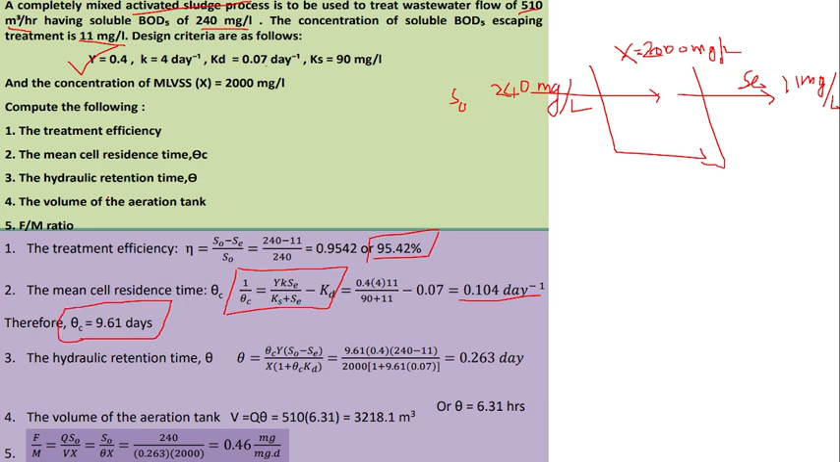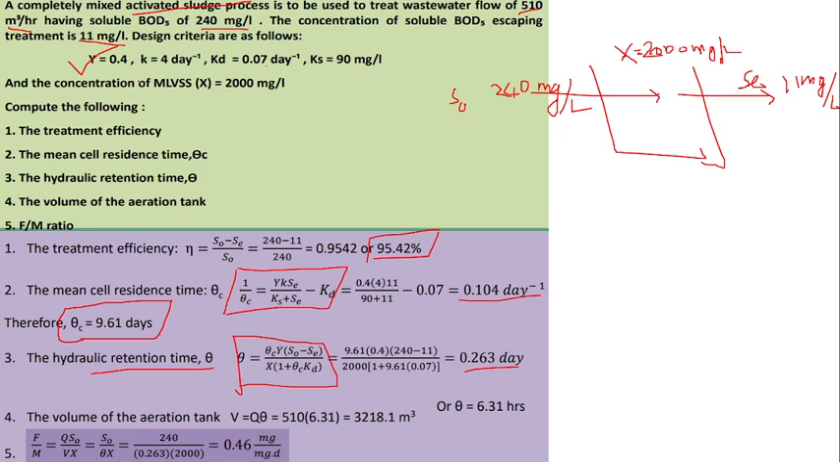The next question is to calculate the hydraulic retention time. Now we don't know the volume of the tank. The flow rate is given as 510 meter cube per hour, but the volume of the tank is not yet known, right? So the retention time should be determined in a different way. We use this formula, obtained from the mass balance of the activated sludge process, where theta is equal to theta c into y into S naught minus SE divided by X into 1 plus theta c into kd. Theta c, we just found as 9.6, y is 0.4, and S naught minus SE is 240 minus 11 mg per liter. X is the biomass concentration, 2000 mg per liter. And 1 plus theta c is 9.61 with kd given as 0.07. If you solve this, you obtain the theta value of 0.263.